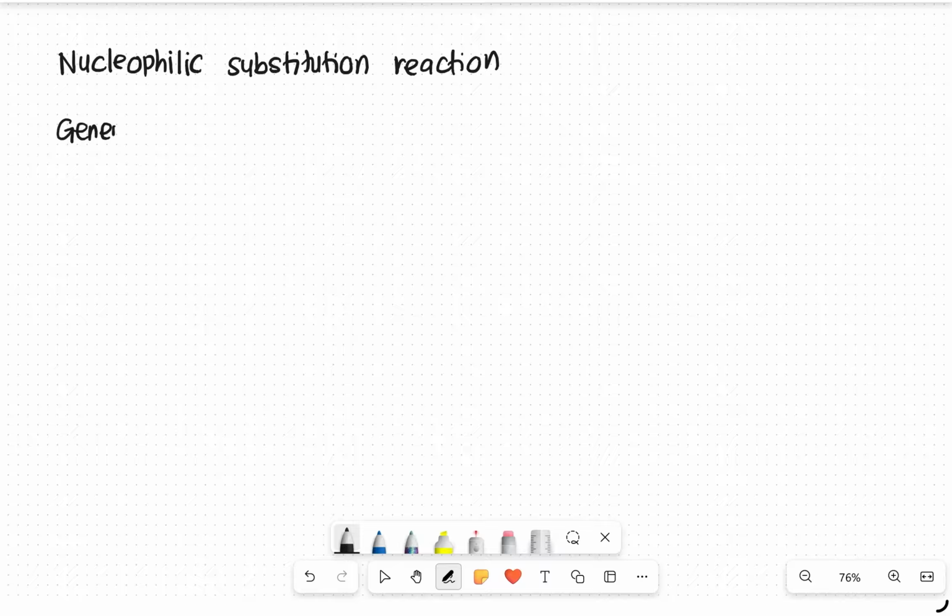For this nucleophilic substitution reaction, so the general reaction is, we write down, do not confuse general reaction with mechanism. Mechanism is where there is an arrow attacking like this, and then attacking again like this. So that one we call mechanism. So this is general reaction.